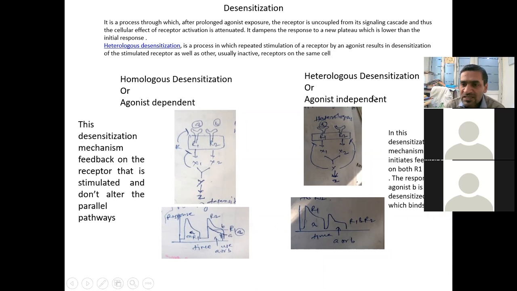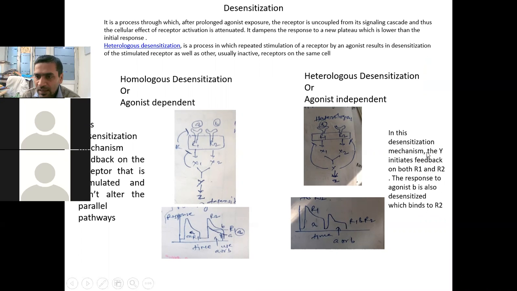Okay, so in this heterologous desensitization, what is happening in this mechanism? The Y initiates a feedback on both R1 and R2. Now you see here it is a Y molecule. So Y molecule is able to inhibit R1 as well as R2. When both the parallel receptors are inactivated by this action of Y, which is a product of the stimulation of these two receptors, there is a diminishing of the response R1 and R2. Both R1 and R2 are inhibited.